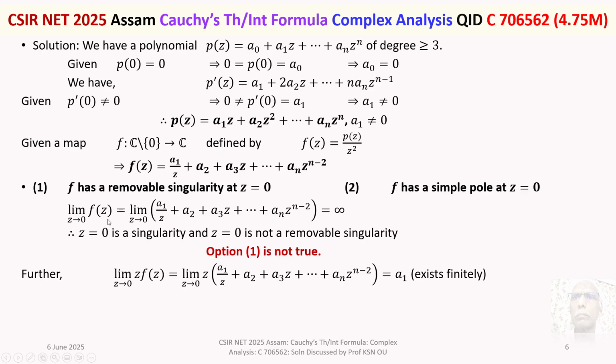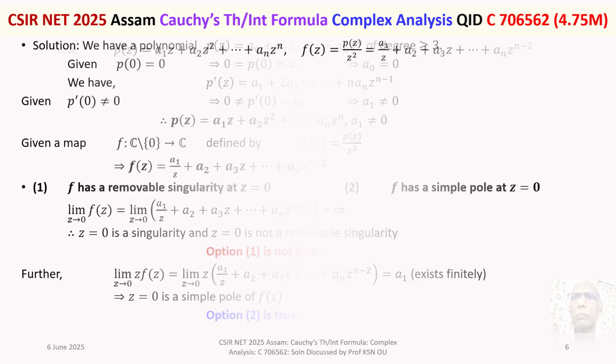The limit as z tends to 0 of f(z) is infinity, and the limit as z tends to 0 of z times f(z) is a1, which exists finitely. This will tell you that z equals 0 is a simple pole of f(z). Systematically, this is the procedure of showing this as a simple pole. But on seeing this, you can very easily conclude that z equals 0 is a simple pole. Anyway, option 2 is true. Right, we continue in the next slide.